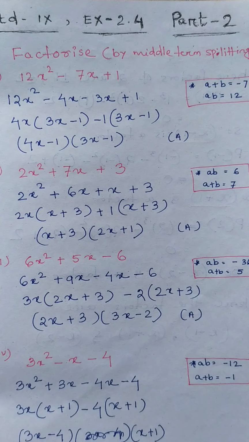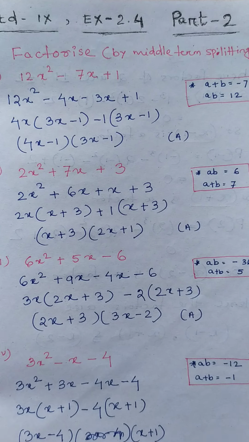Hello students, again we are back with another solution of standard 9 mathematics, exercise 2.4, and this is our part 2, because in our last video we completed part 1 from question number 1 to question number 3. In the second part we have to solve question numbers 4 and 5. Basically in questions 4 and 5 we have to factorize different polynomials of degree 2 and 3, that is, quadratic and cubic polynomials.